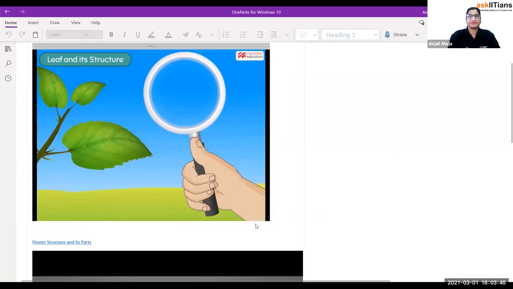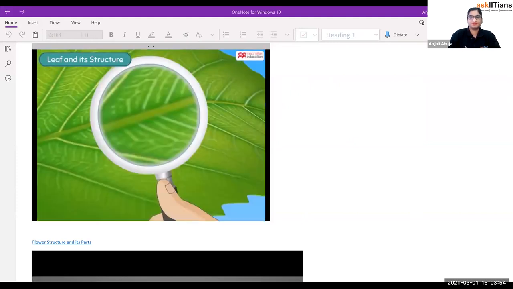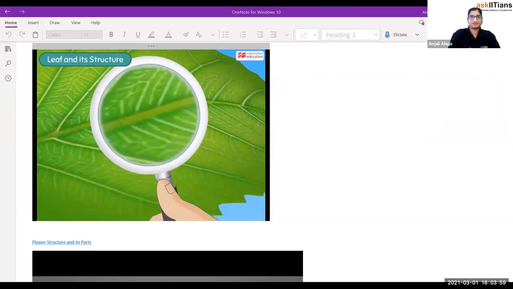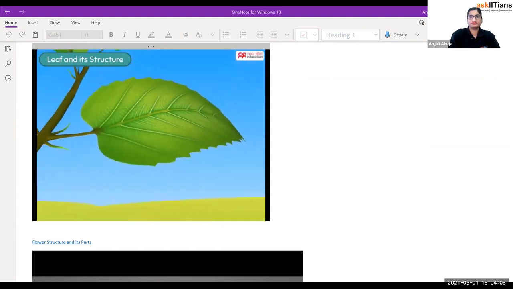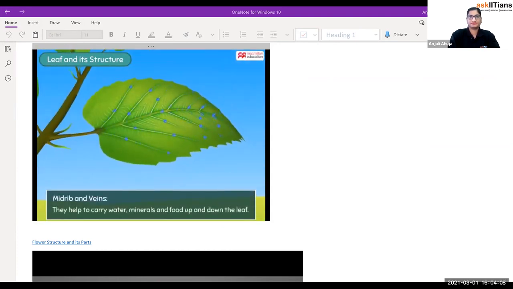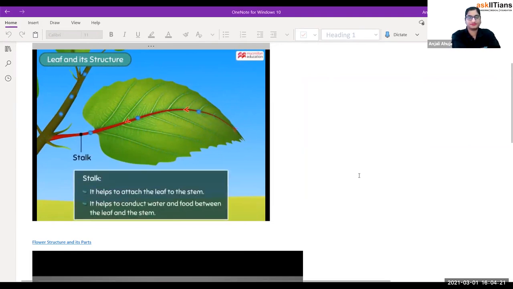Now let us use a magnifying glass to look closer at this leaf. Can you see a thick line running through the center? This is the main vein or midrib of the leaf. You can also see many smaller veins originating from the main vein. Veins help to carry water, minerals, and food up and down the leaf. The main vein extends into the stalk that helps to attach the leaf to the stem. It helps to conduct water and food between the leaf and the stem.